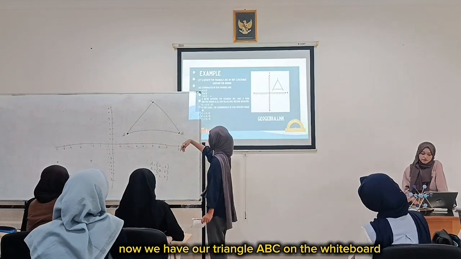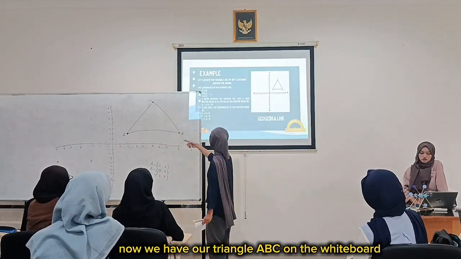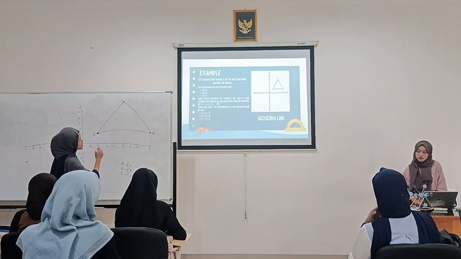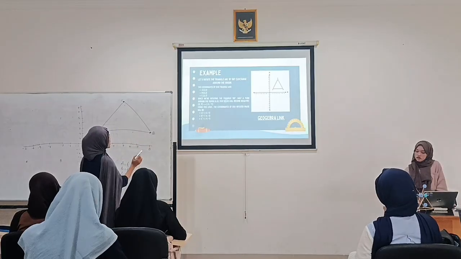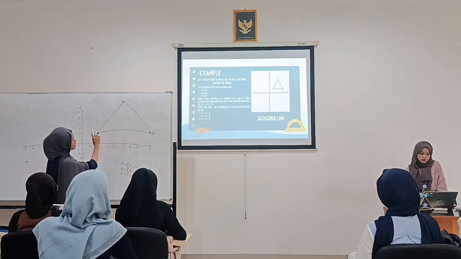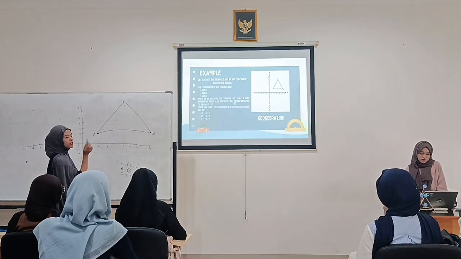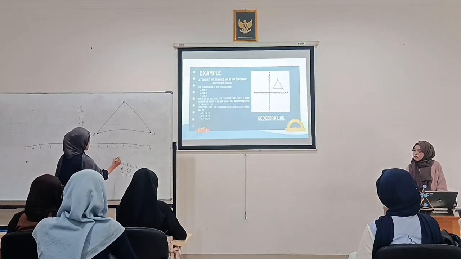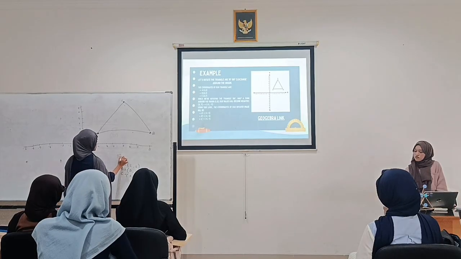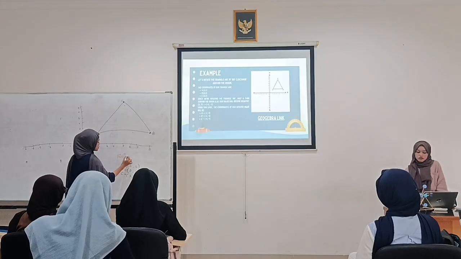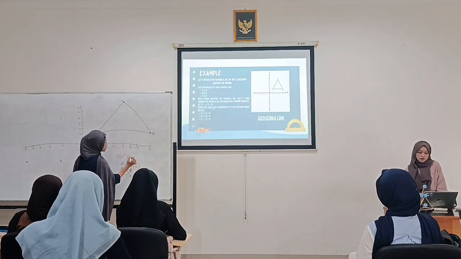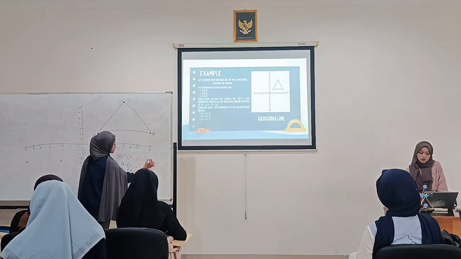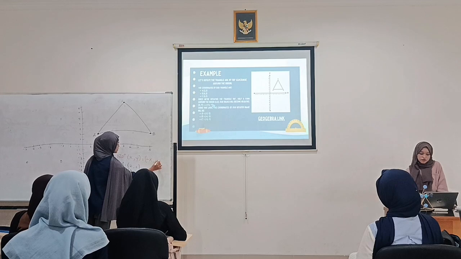Now we have our triangle ABC on the whiteboard, the same as on the screen. Next, our task is to rotate the triangle ABC by 180 degrees clockwise. Remember our shortcut for rotation by 180 degrees: the original (x, y) becomes (-x, -y).